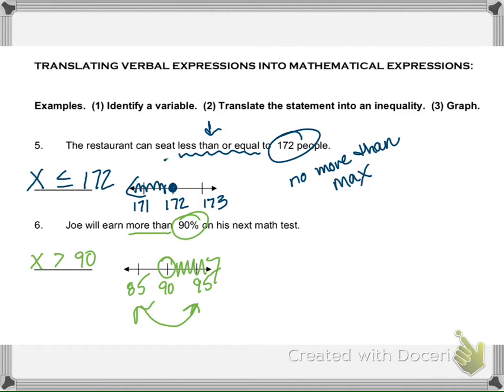So that's how you graph and translate inequalities. Good luck to you answering those questions, and we'll be practicing this all week.